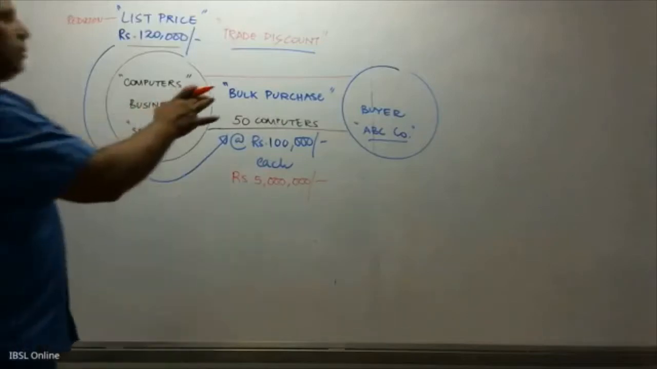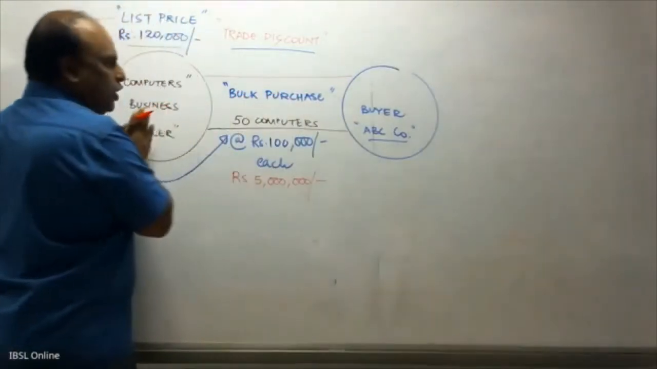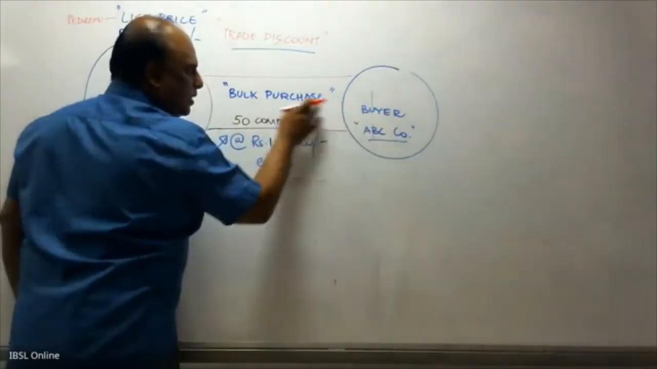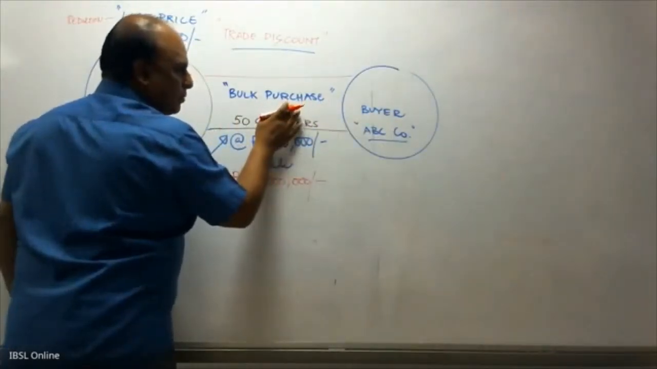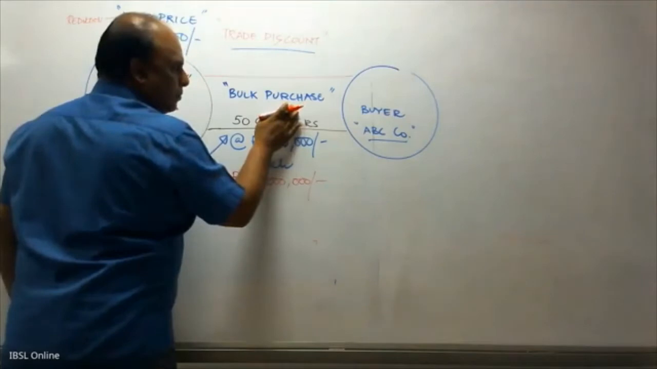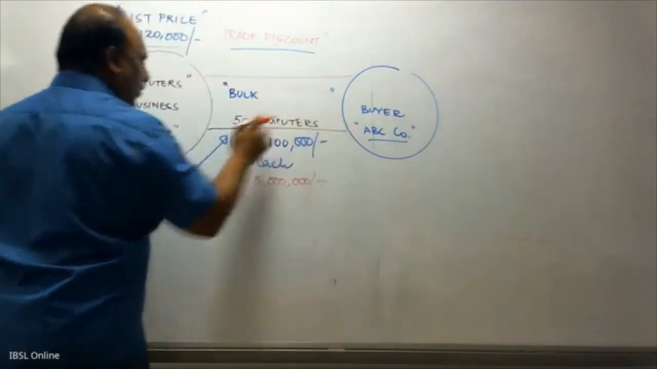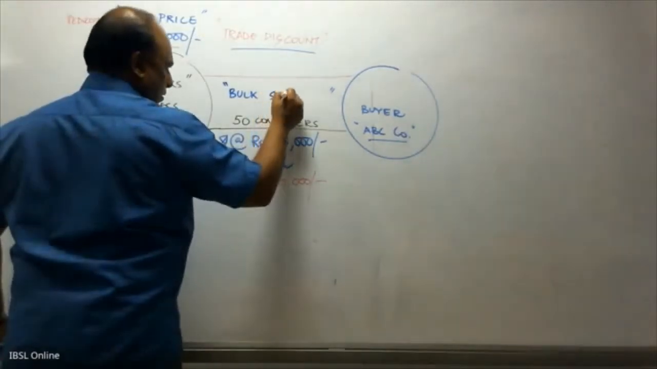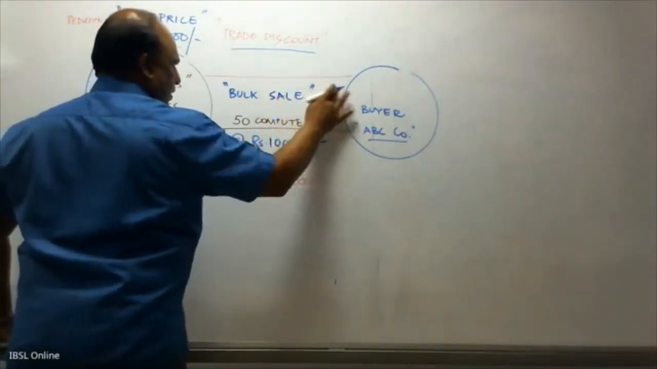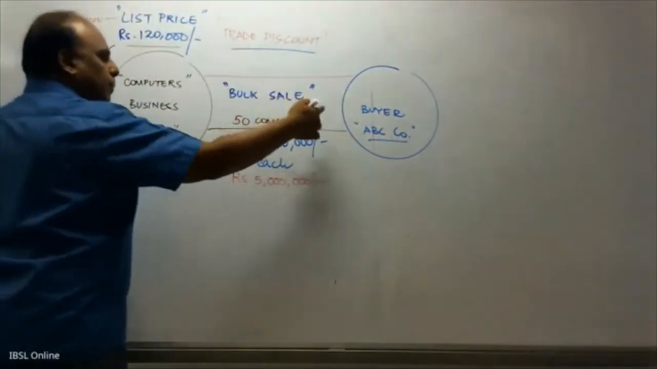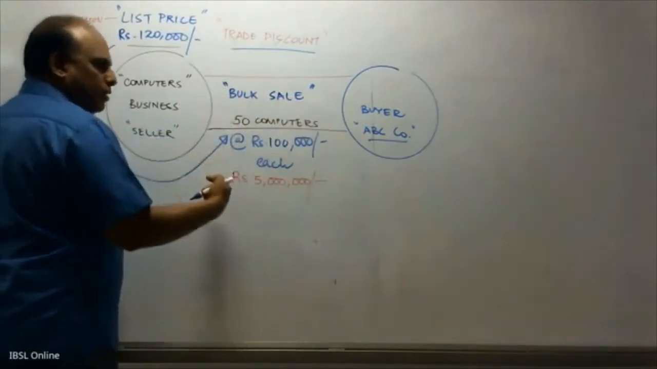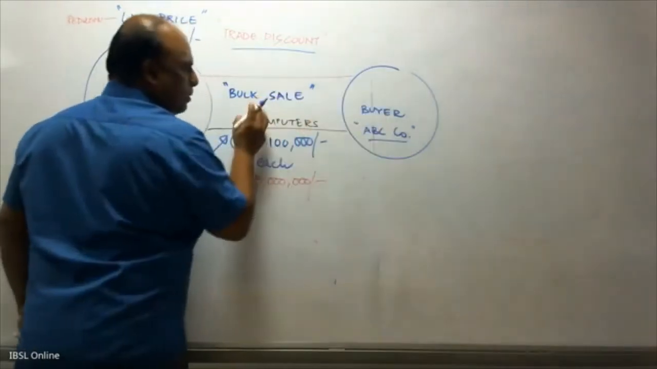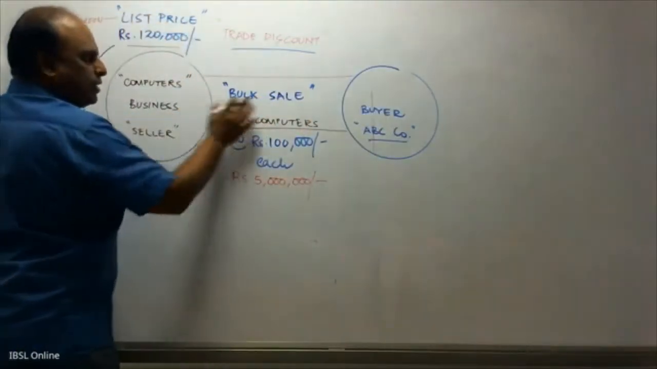Bulk purchase or bulk sale, from the business point of view, it's a bulk sale. For this person, it is a bulk purchase. Am I correct? From the business point of view, why I offer this is a bulk sale. But I encourage the people to buy more and more from me. So that's why I call it a bulk purchase. For this person, it is a bulk purchase. For the business, it is a bulk sale.